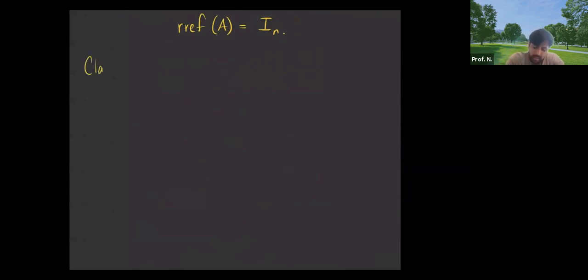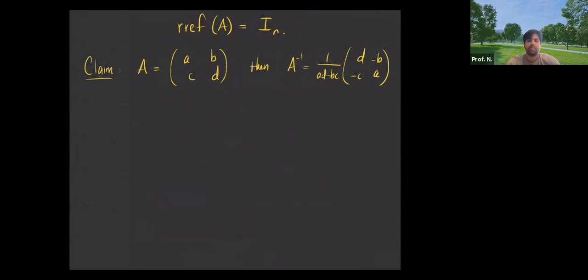So remember what the claim was? If we have A, right? If A is A, B, C, D, then what do we say? We just said this, right? I remember one student was like, wait, but how do we know that? How do we know that this is true? So when I gave this to you, I just said, accept it and use it, and it works. But now we can actually find it. And you'll see why this inverse is indeed the inverse.